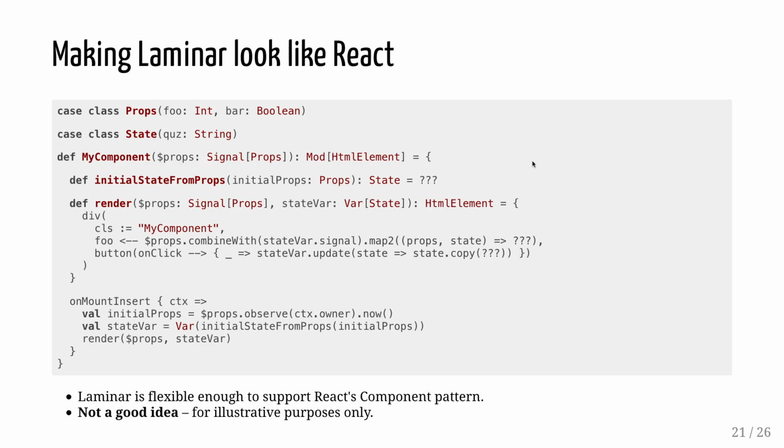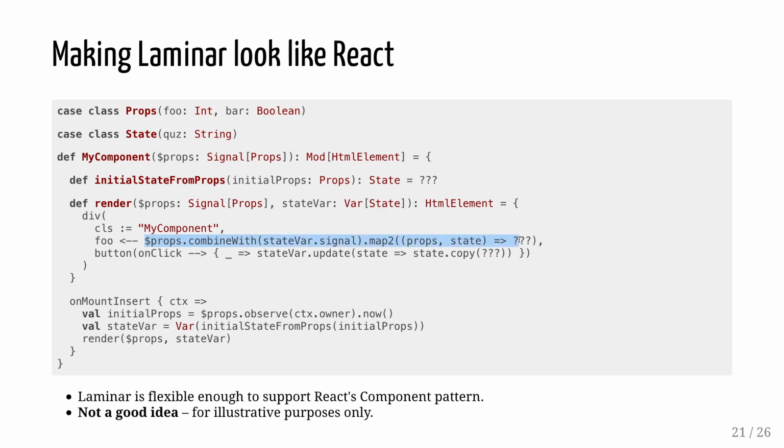It's simply possible. So we define our props class, our state class, and we define a Laminar component that accepts a signal of props and returns a modifier for the parent element. I'll explain why a bit soon. We need a way to convert initial props into initial state, and you need to provide this method here. We also have a render method which has access to a signal of props and a state var, which means props are read-only, but state you can both read and write. This is how you could use both props and state, for example.